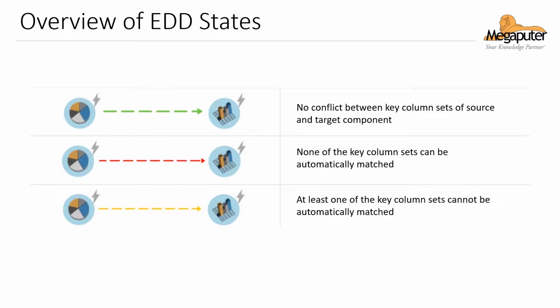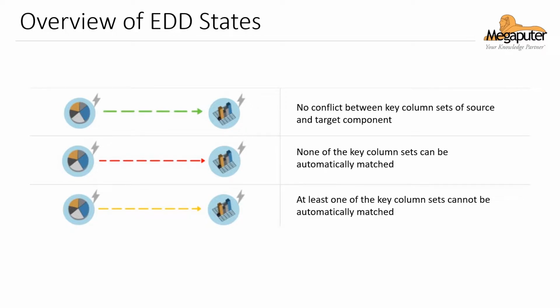Let's first start with an overview of the different states you might observe. When a green colored connection displays between two connected components, this means that there is no conflict between the key column sets of the source and target component. When a red colored connection displays, this means that none of the key column sets can be automatically matched between the components. EDD would therefore not work unless we attempted to reconfigure the connection.